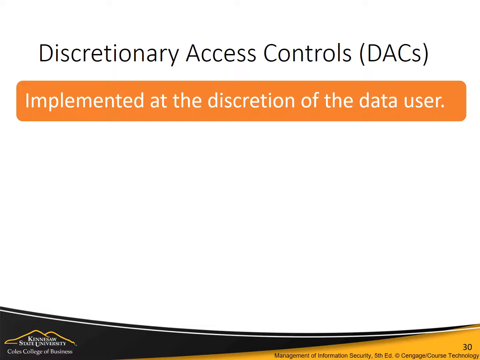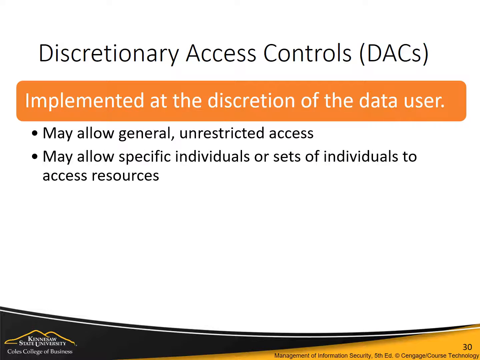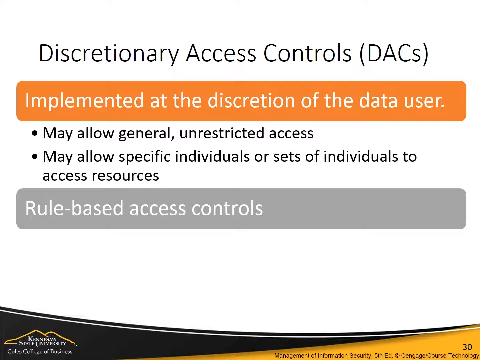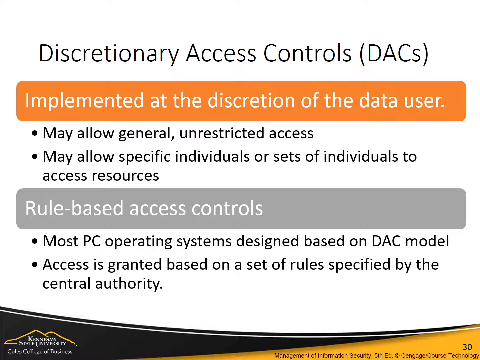Discretionary access controls are implemented, as the name implies, at the discretion or option of the data user. Users can allow general, unrestricted access, or they can allow specific individuals or sets of individuals to access these resources. Most personal computing operating systems are designed based on this model. One discretionary model is rule-based access control, where access is granted based on a set of rules specified by whichever group is the central authority.